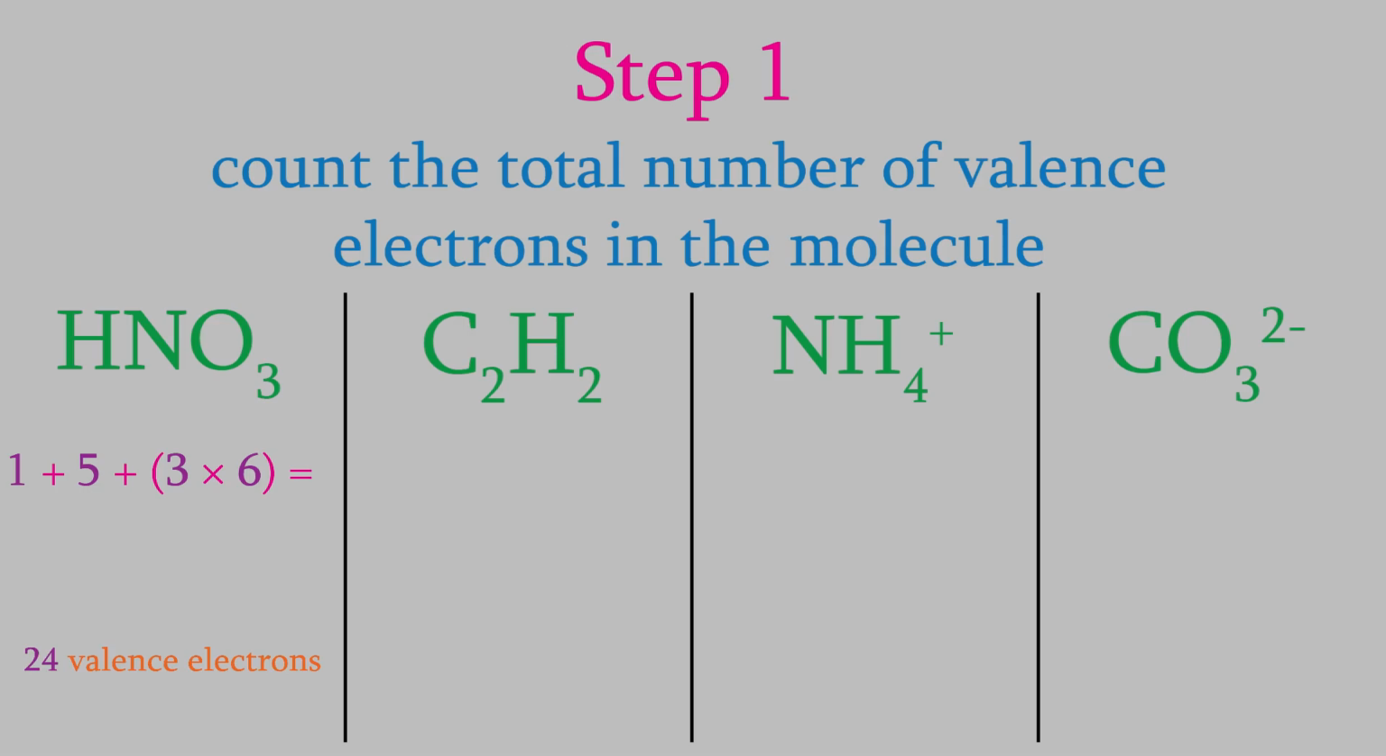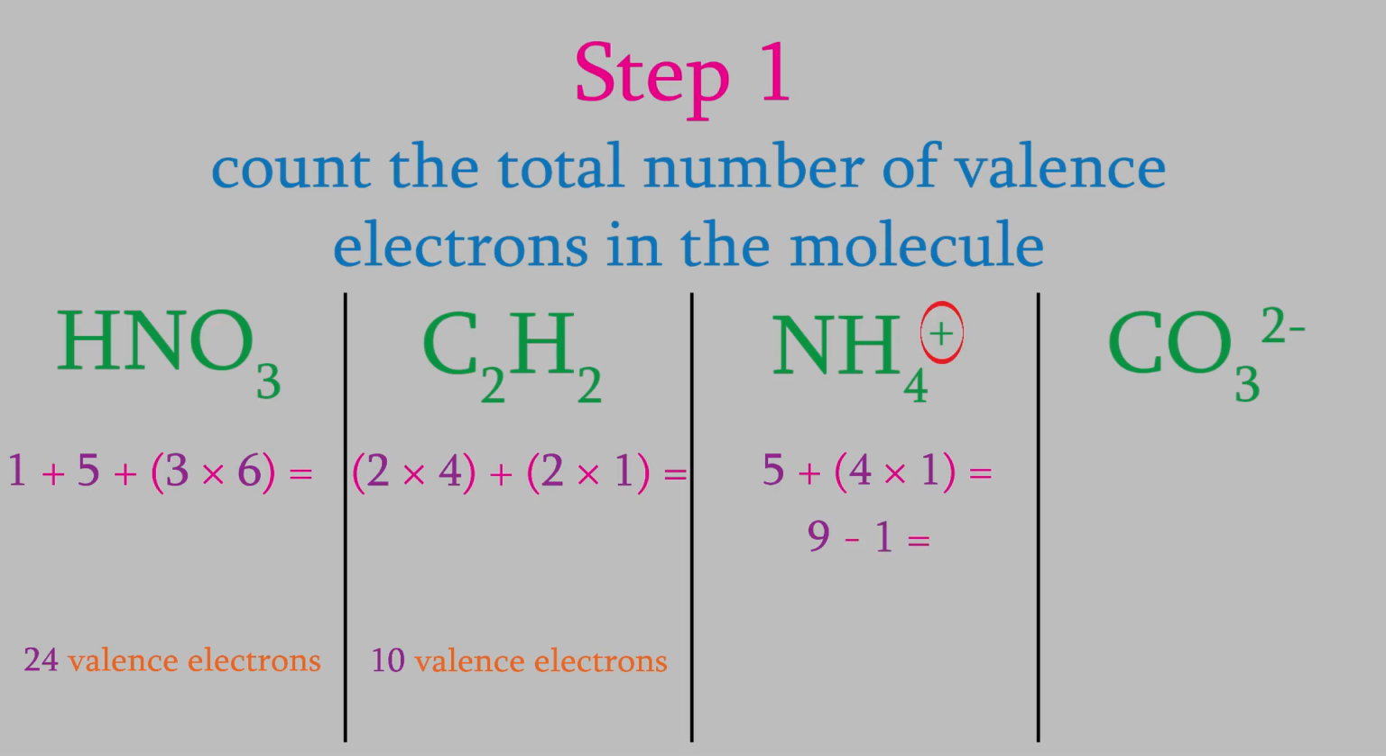In this second molecule, which is acetylene, each carbon has 4 valence electrons and each hydrogen has 1, for a total of 10 electrons. In the third example, there are 5 for the nitrogen and 1 for each hydrogen, for a total of 9 electrons. But wait, in this example, our molecule is an ammonium ion with a charge of +1. That means it has had an electron removed. So instead of 9 electrons, we only have 8.